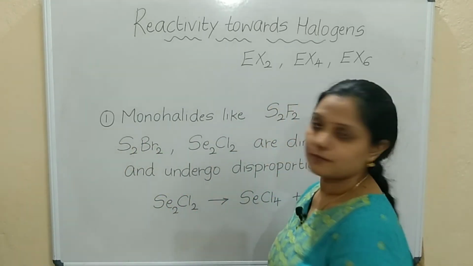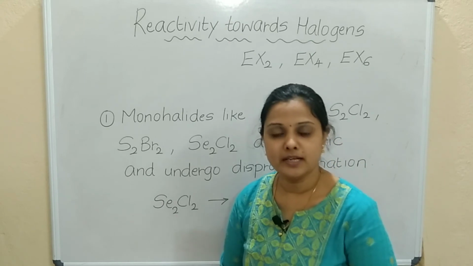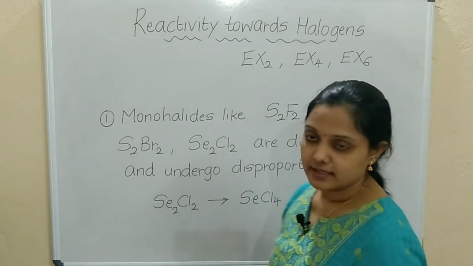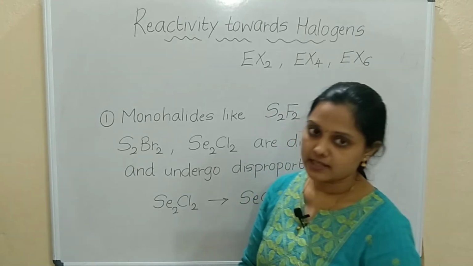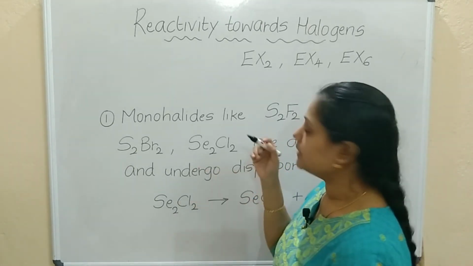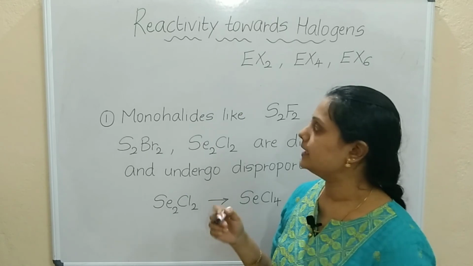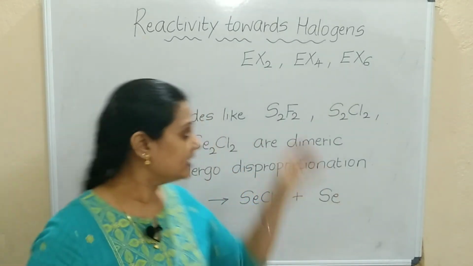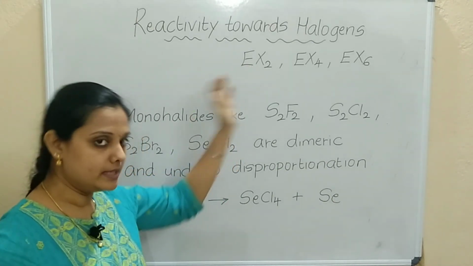Correct? So, halogens, fluorine, chlorine, bromine, iodine, that is group number 17 elements. So, when the group number 16 elements react with halogens, they form the halides of three types, EX2, EX4 and EX6, where E is the element of group number 16.